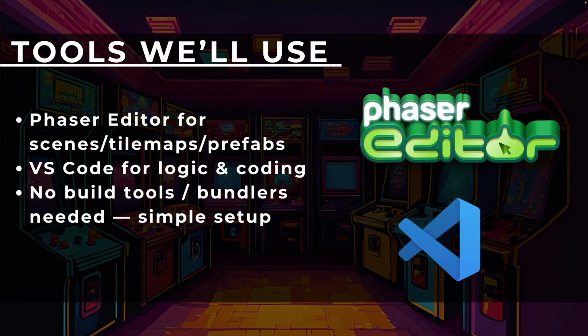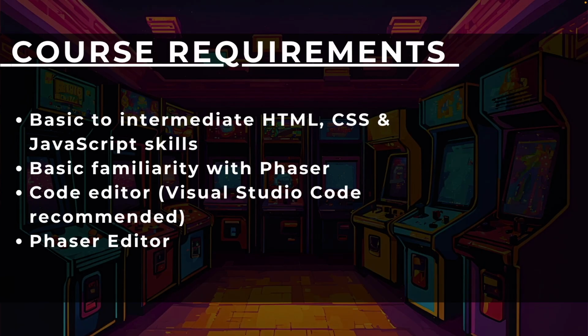For this course, there's 2 main tools we'll need. We'll need Phaser Editor for our scenes, our tile maps, and our prefabs. Then we'll need VS Code for our logic and our coding. In this course, we're not going to use any build tools or bundlers. We're just going to go with a simple setup. Having some experience with Phaser and JavaScript is a plus, but it's not a hard requirement. We won't be going over the basics, but you should be able to follow along. You'll need a code editor. We recommend using Visual Studio Code. And finally, you'll need to have access to Phaser Editor.